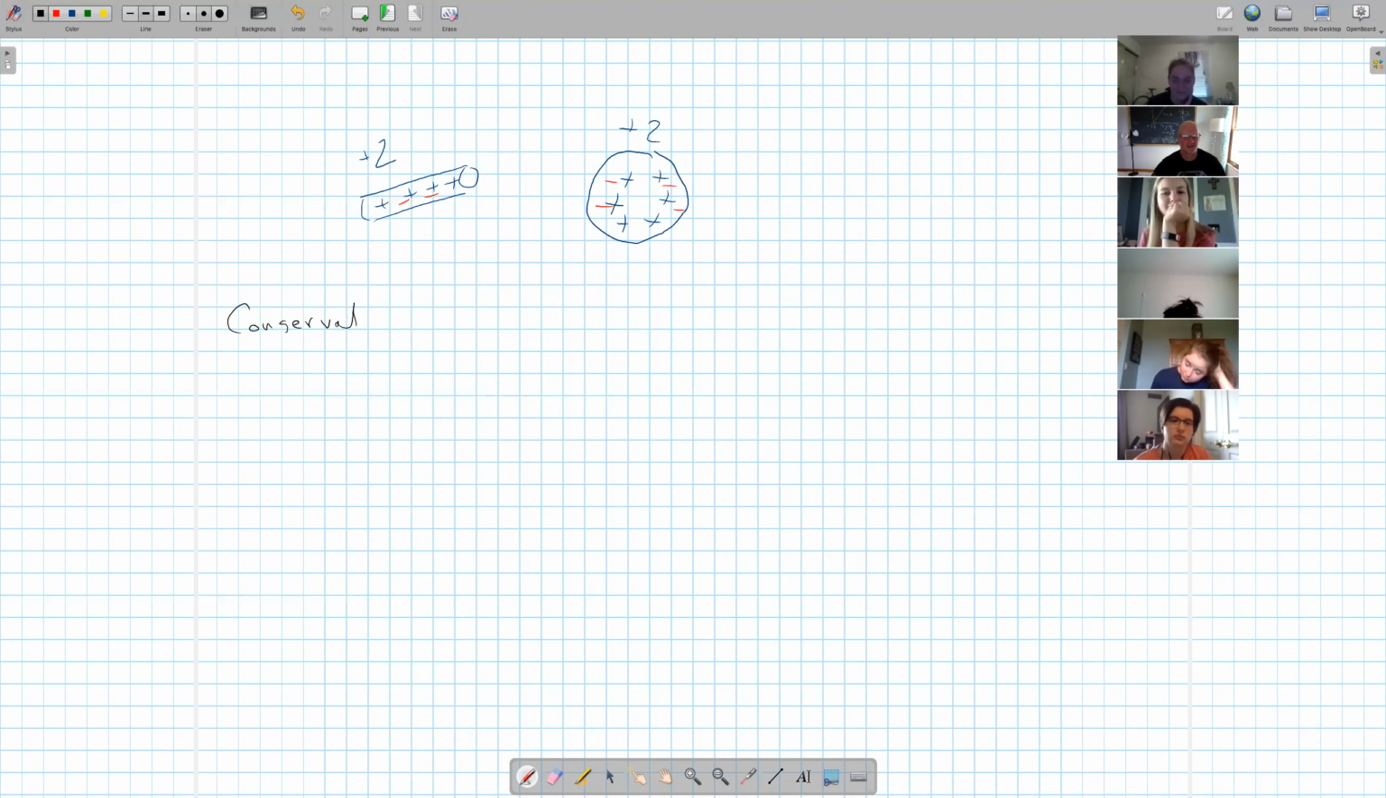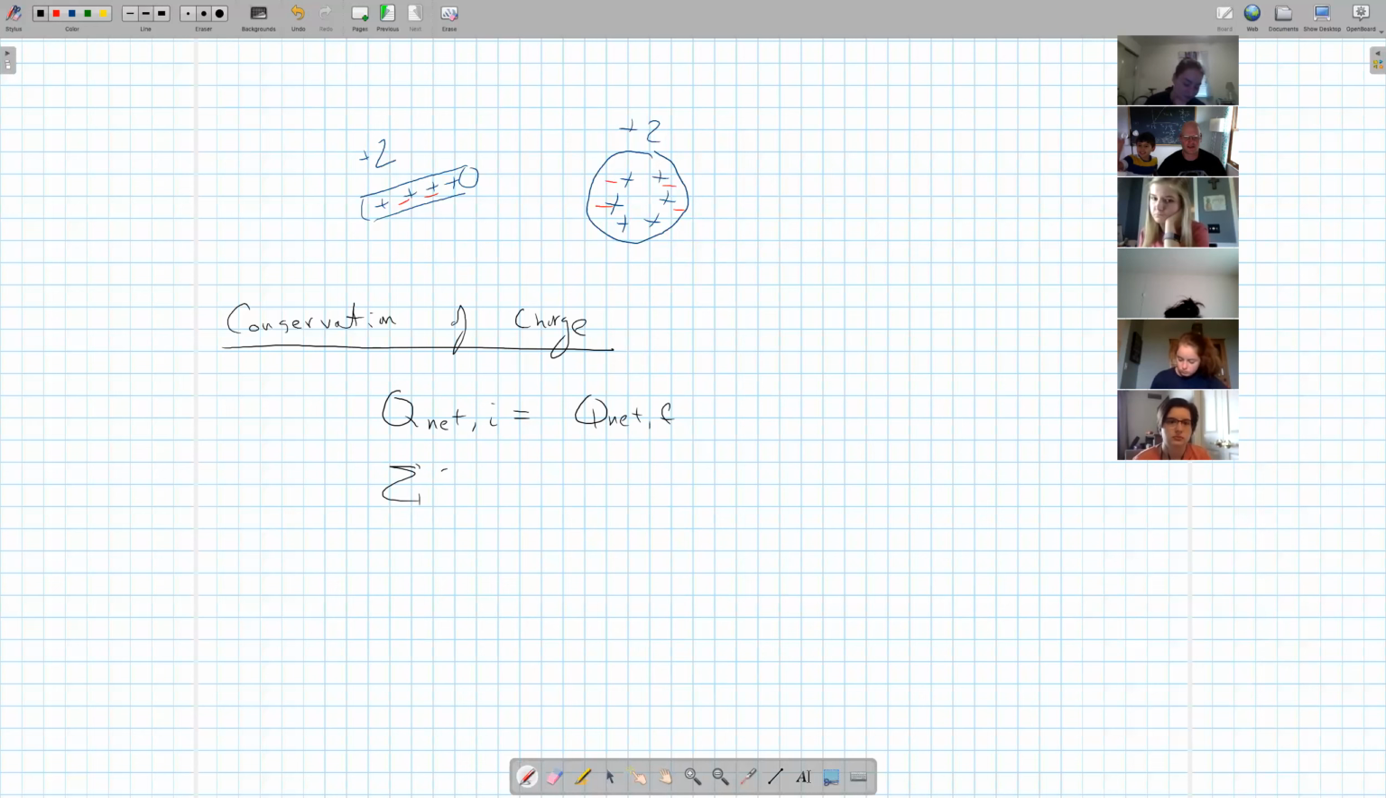So conservation of charge. What conservation of charge says is that the net total charge initially must be equal to the net total charge finally. Or we can say that the sum of all the charges initially is equal to the sum of all the charges finally.